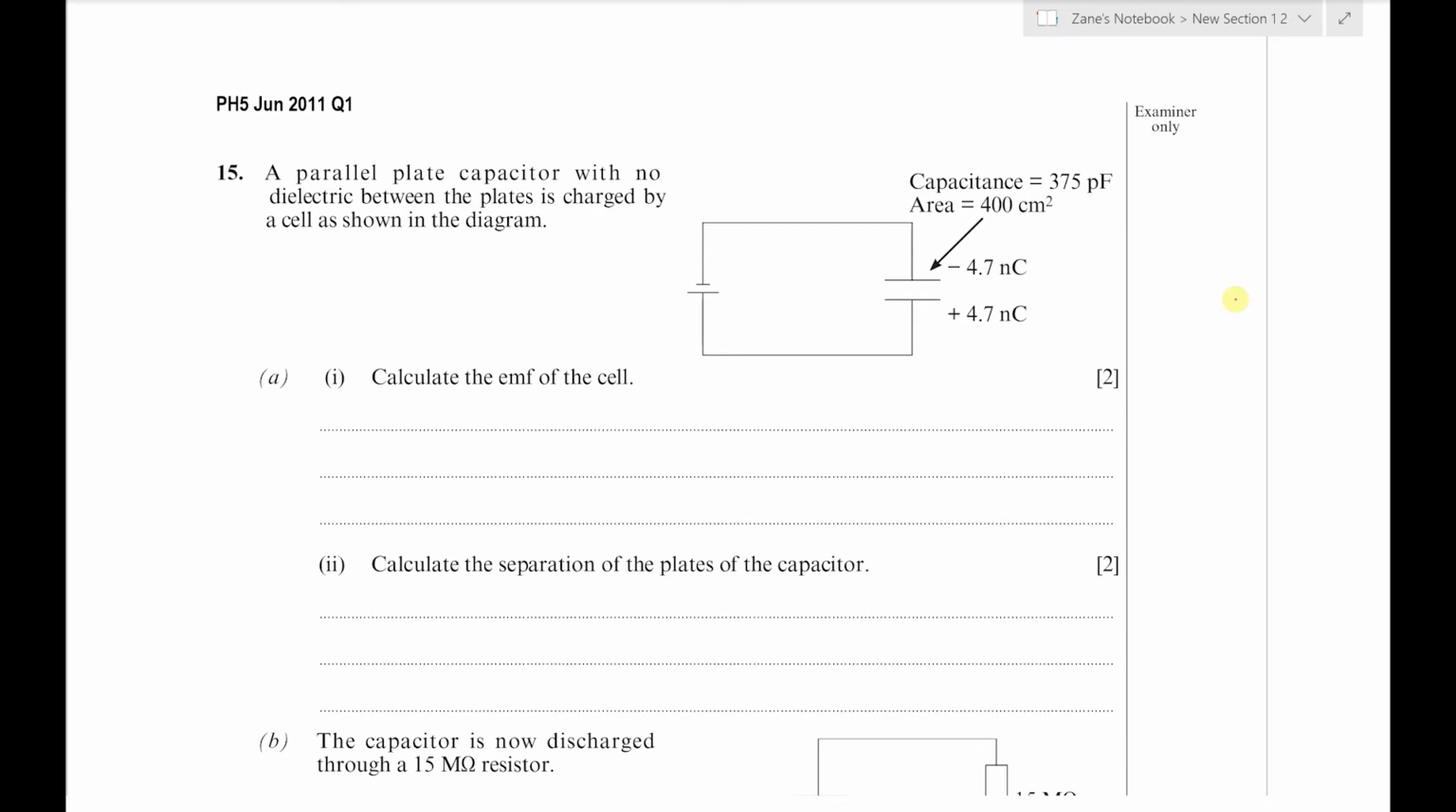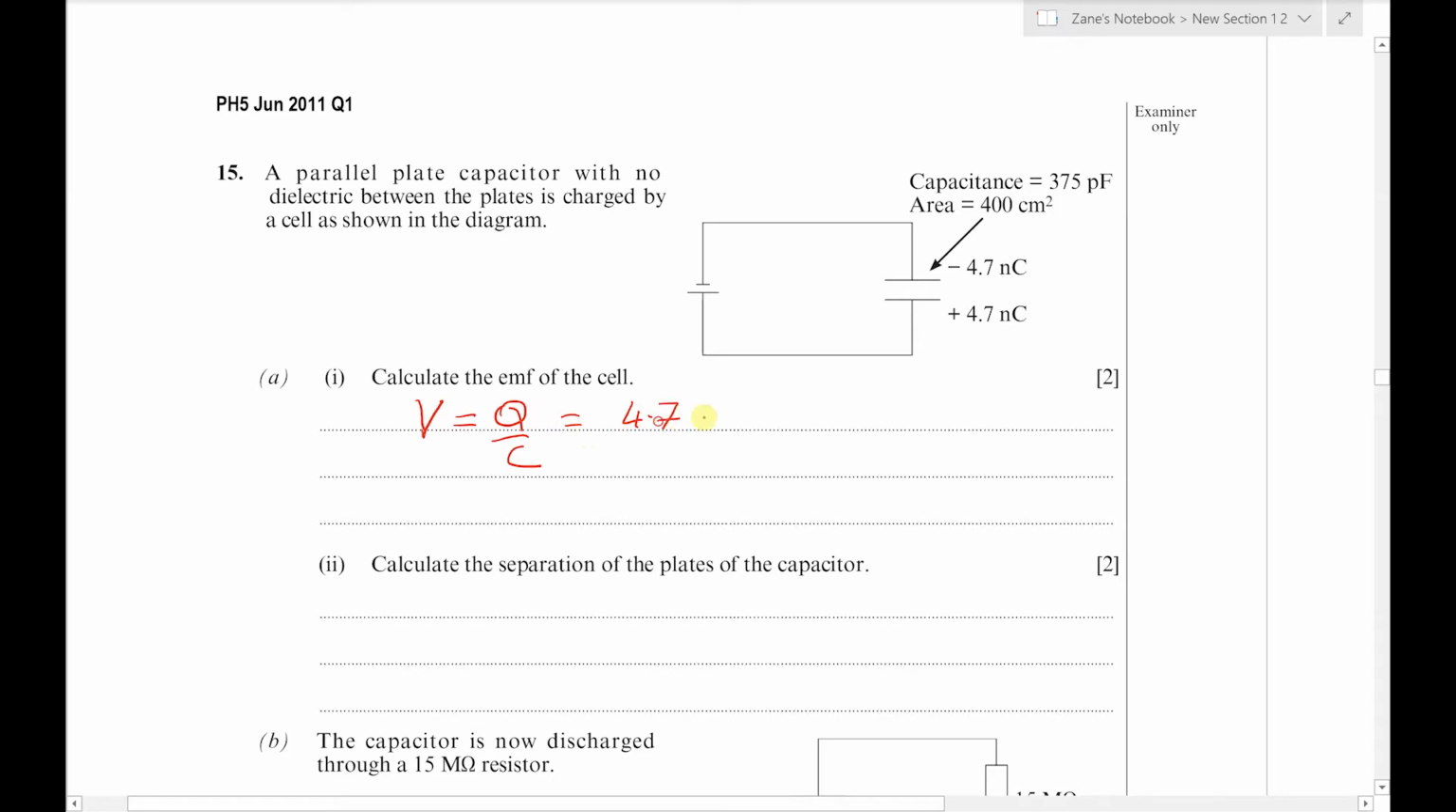Well, we've got various bits of data on the diagram. We're asked to find the EMF of the cell. Now, the fact they've asked for EMF confused a few candidates first time round, but basically all they're looking for is the V, the voltage if you like, that caused the capacitor to charge up. Well, we know that the definition of capacitance, C equals Q over V, so V is equal to Q over C. Equation given in a data book just needs to be rearranged.